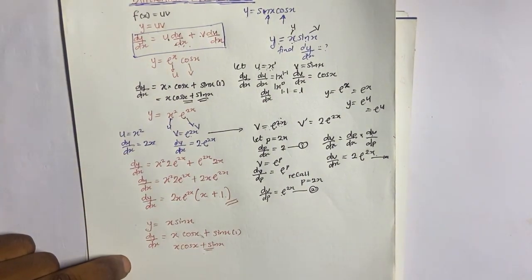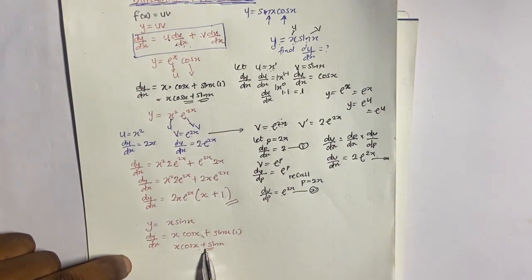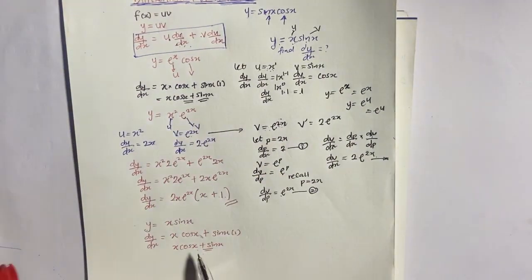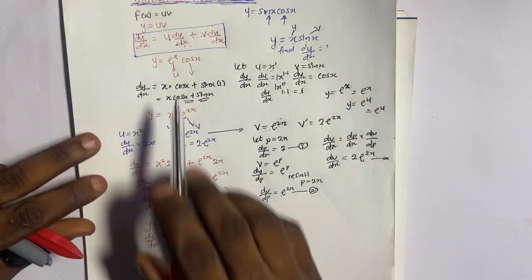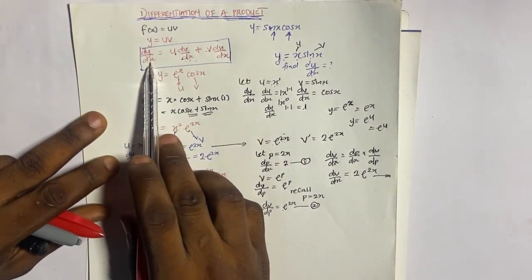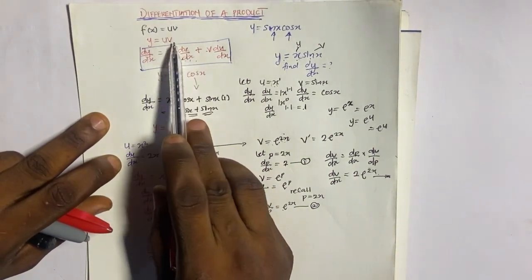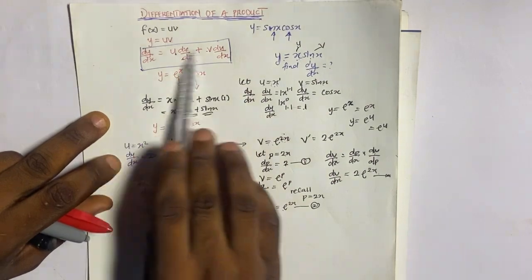Very, very fast. Look at this, we have the same answer as this: x cos x plus sine x. Instead of using the formula, you can simply use this short trick. And look at this from the formula: whenever you're given y equals uv, and you're asked to find dy/dx, you hold u, you differentiate v, plus when you hold v, you differentiate u. That's what the formula means.